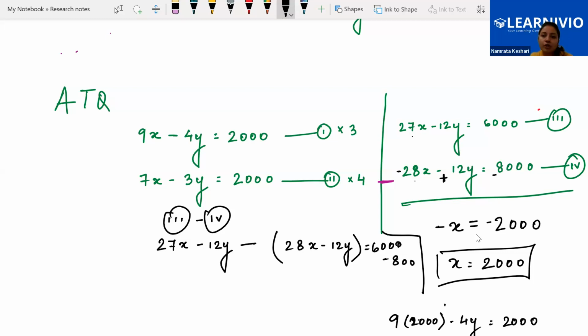Anyway, whether you are eliminating x or eliminating y, eventually the final answer, x value and y value, will be the same. Even if we solve these two equations by the method of substitution, our result finally, x value and y value, will be 2,000 and 4,000 only. So if you have got 2,000 and 4,000, it's perfect. If you are multiplying equation 1 with 7 and equation 2 with 9, that is also totally correct.